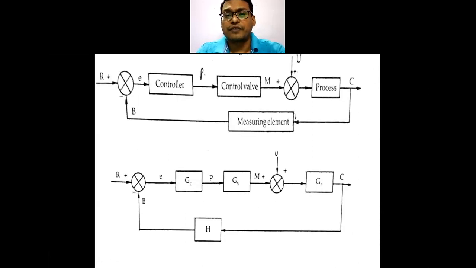So we have our defined notation. C is the output or the control variable, R is the set point, E is the error generated from the set point minus the measured value, P is the pressure which goes from the controller to the control valve. The control valve adjusts its position to the manipulated variable, that is the stem position, which goes to the process.